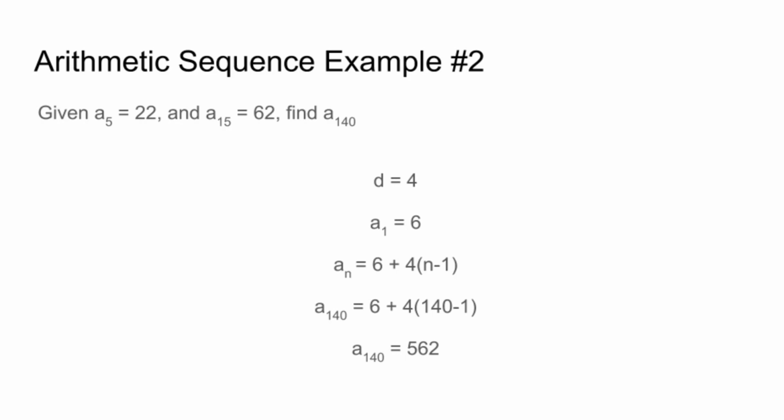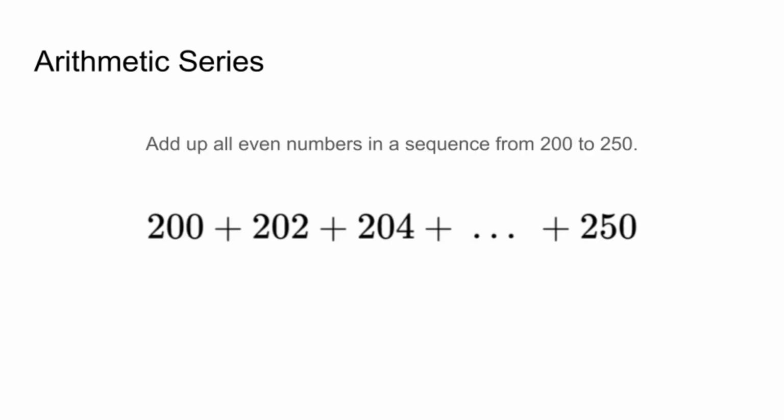Great! Now you know the basics of arithmetic sequences. Hope that was easy to pick up. A little bit more of an interesting problem is to find the sum of a finite sequence. For example, what is the sum of all of the even elements in a list or sequence from 200 to 250? Go ahead and try the problem out, see if you can come up with the answer, and we'll discuss it in the next video.